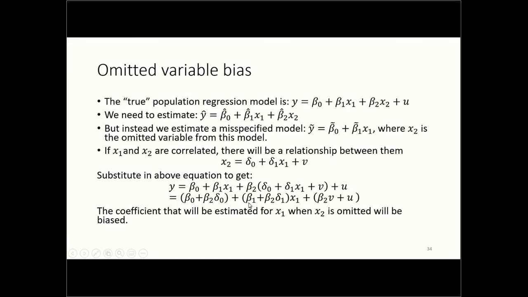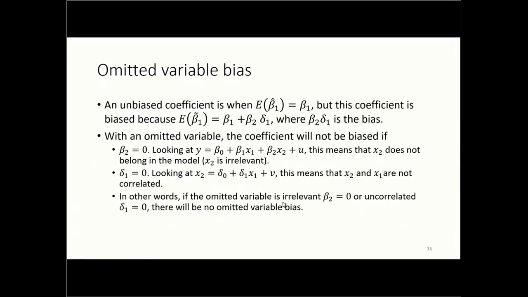So remember this expression for the x1 coefficient, and let's talk more about it. An unbiased coefficient is when the expected value of the coefficient beta 1 hat is beta 1, the population parameter. But this coefficient is biased because the expected value of it, beta 1 tilde, would be beta 1 plus beta 2 times delta 1. That's the expression that we had in the parentheses before the x1 variable on the previous slide. So this beta 2 times delta 1 is the bias. This one is the true coefficient, but this one is the bias.